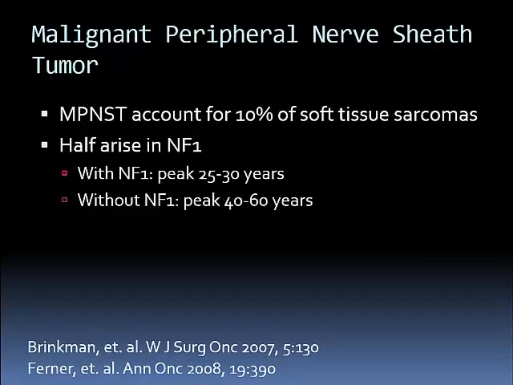They account for about 10% of soft tissue sarcomas, so they're not a common tumor, but they're not exceedingly rare. About half of the malignant peripheral nerve sheath tumors arise in patients with neurofibromatosis type 1. When they occur in NF1, the peak is at around 25 to 30 years. Spontaneous malignant peripheral nerve sheath tumors without NF1 peak about 40 to 60 years of age.